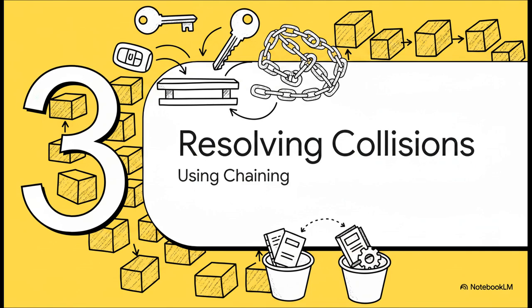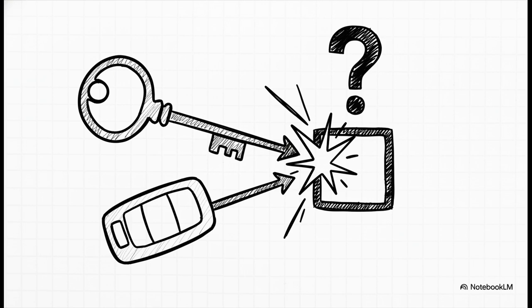Section 3, resolving collisions with chaining. Okay, what happens when our brilliant indexing clerk makes a mistake? Or actually, scratch that. It's not a mistake. What happens when the clerk assigns two totally different items to the exact same shelf? Because our new table is way smaller than the universe of keys, this isn't just possible, it's pretty much inevitable. We call this a collision.